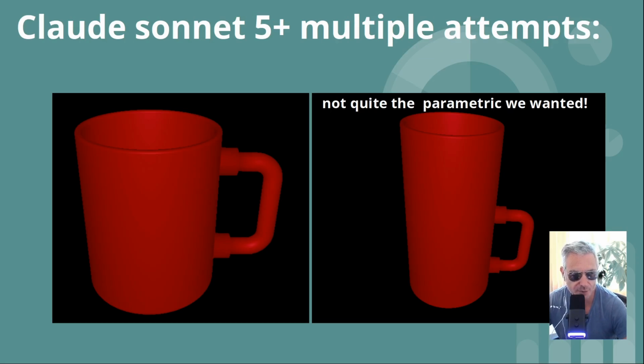This is what Claude Sonnet produced. And believe it or not, it is parametric. But you can see on the right hand, I mean, this is a bit of an extreme example. I changed the height from 100 millimeters to 160. No, it's not really parametric, is it? But I think it's a good start.